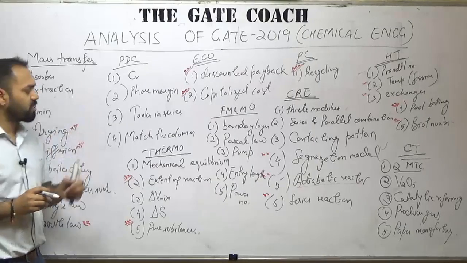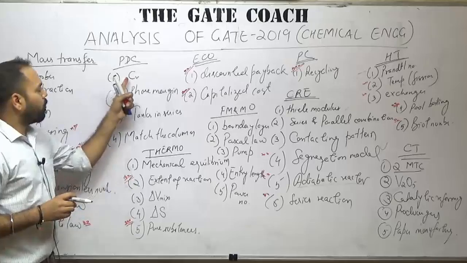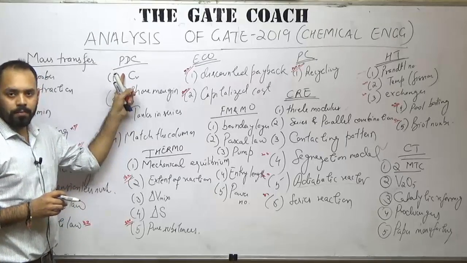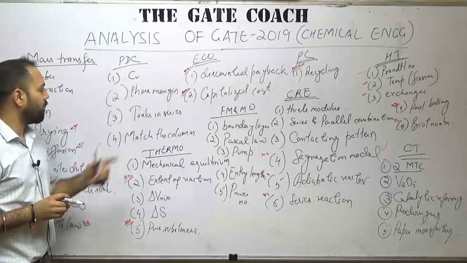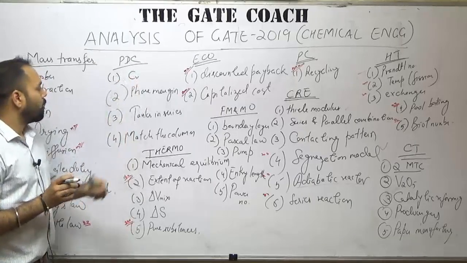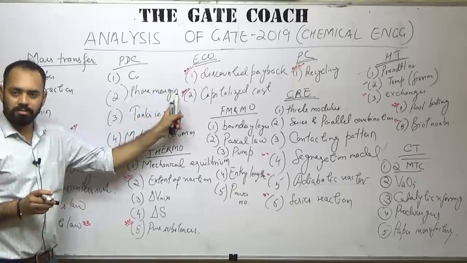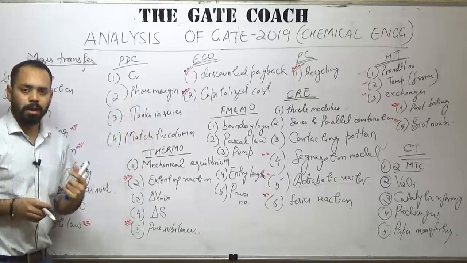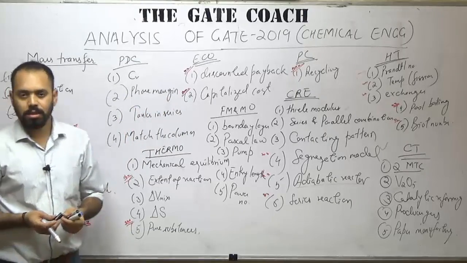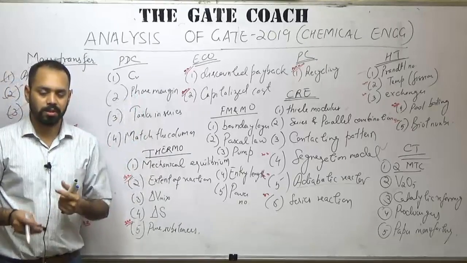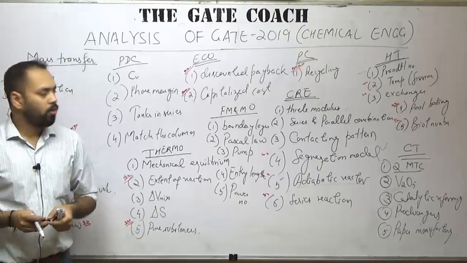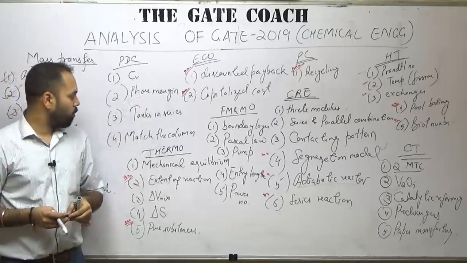Let us come to process dynamics and control. One problem was direct formula based, that is the calculation of valve coefficient in case of an equal percentage valve. That is directly the formula of valve design. Then another problem based on calculation of phase margin. This was an easy problem unless you don't know that we have to calculate the gain crossover frequency, not the phase crossover frequency. Most of the students were able to attempt this problem.